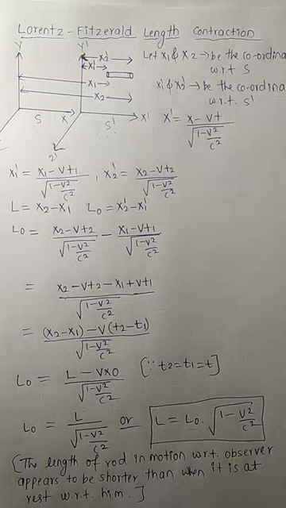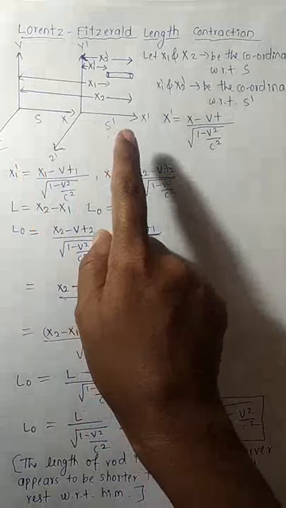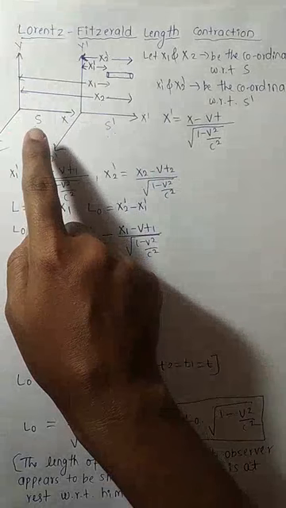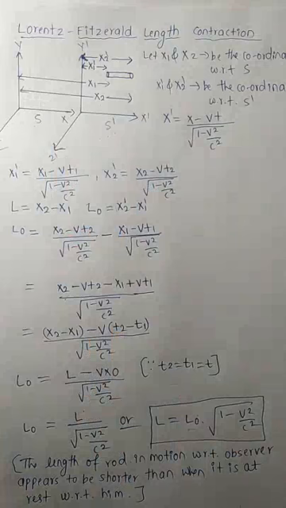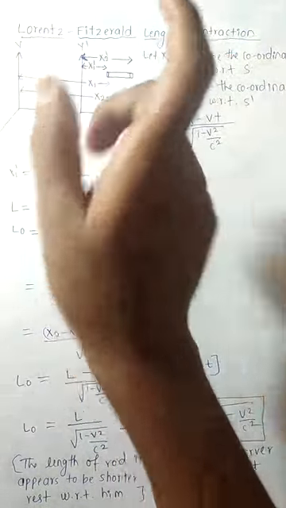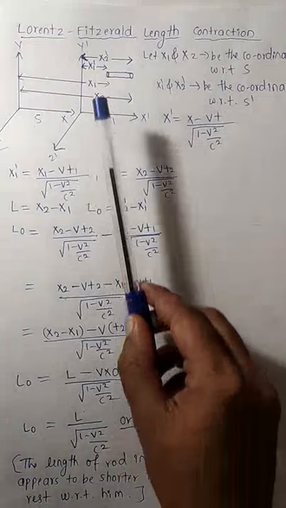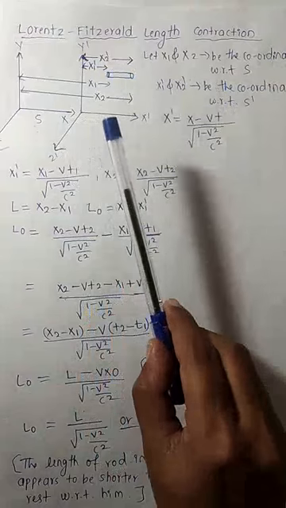Whenever they ask you to explain or derive Lorentz-FitzGerald length contraction, you start by saying: consider S and S dash are two frames of reference, in which S is at rest and S dash is a moving frame of reference. Some event is happening in the S dash frame. As we are calculating the length, we take a rod. The rod is in the S dash frame. As that frame is moving, the rod also starts to move with respect to S.